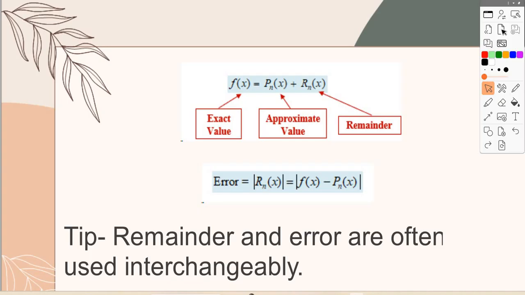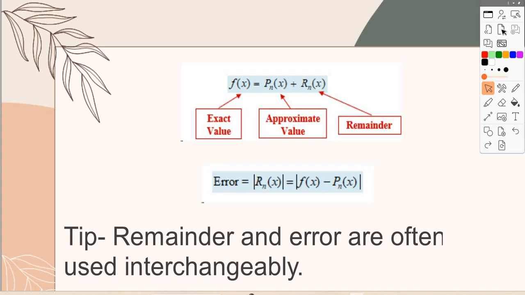And if we look at this, basically it's just going backwards. My remainder is going to be f of x minus my p sub n of x. But we're not really going to use this a whole lot because that means that I have to have my f value. I have to have the exact value in order to find my remainder this way. Agreed? The whole point of using a Taylor approximation is that I don't want to have to find the exact value, so finding the remainder that way is not super helpful.